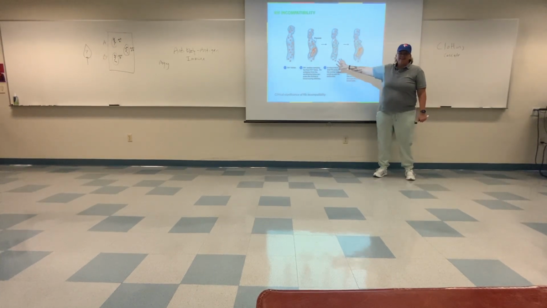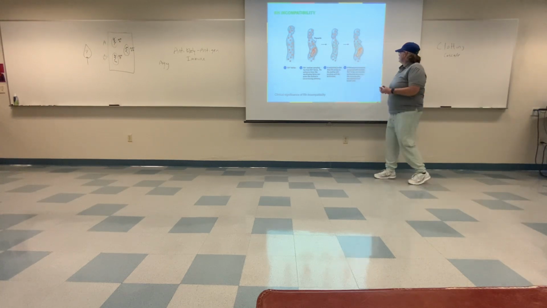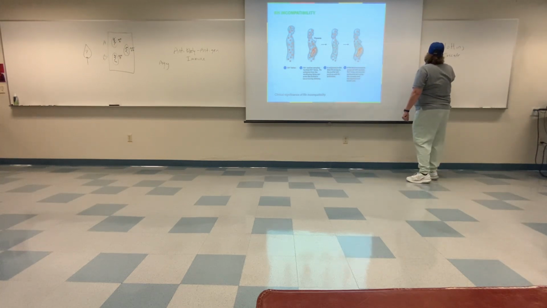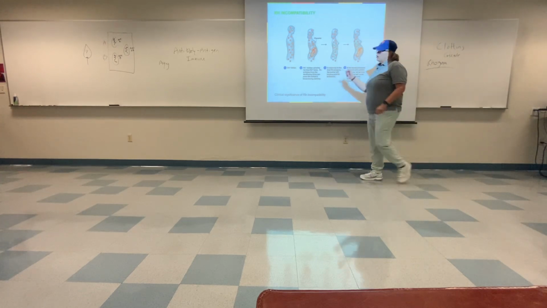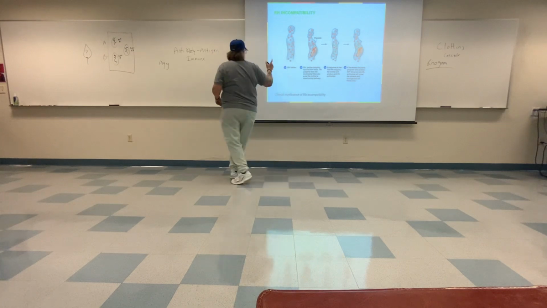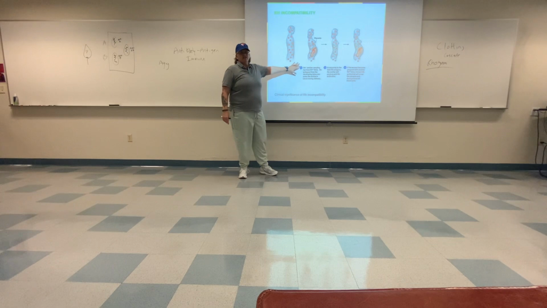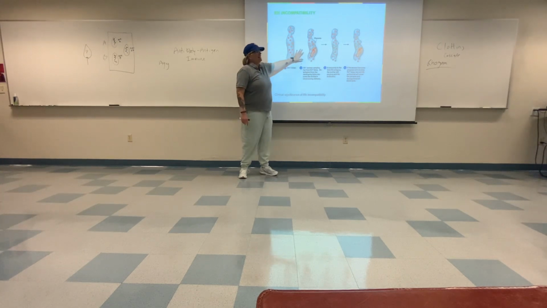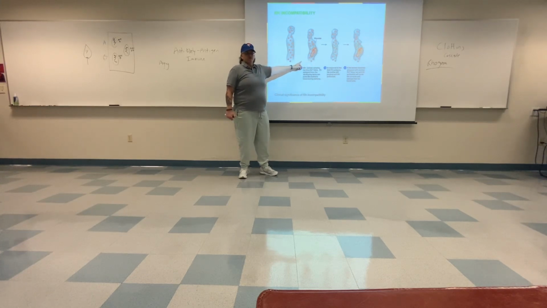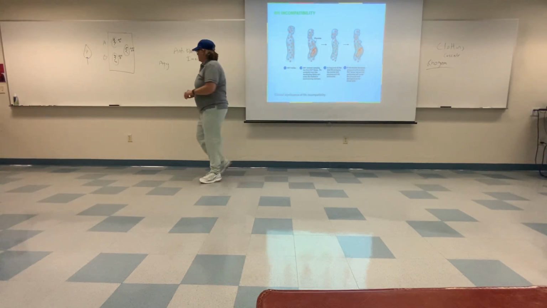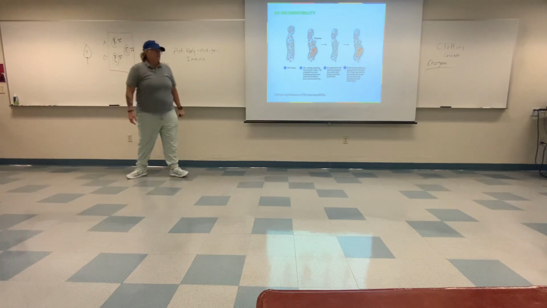So to prevent that, we give something called Rhogam. Rhogam prevents Rh factor problems like this. So if mom's Rh negative, that's why we do blood tests right off the bat. Mom's Rh negative, it doesn't even matter if it's her first, second, third, we're going to give her Rhogam before she delivers to prevent antibodies from damaging that baby. So that's what that's all about.